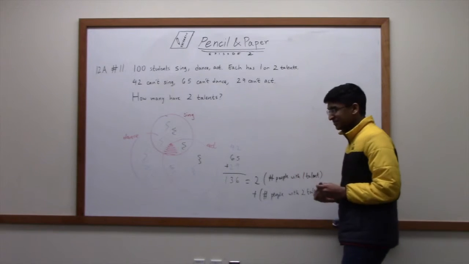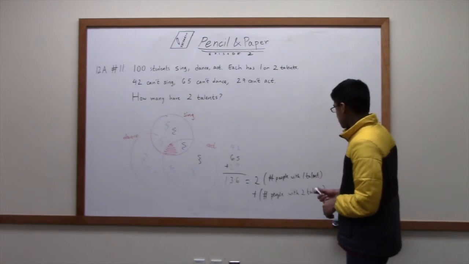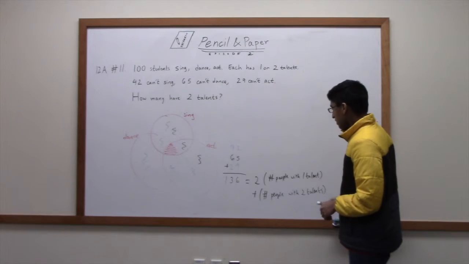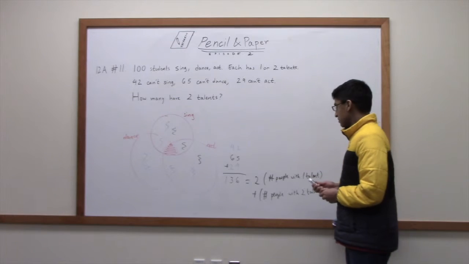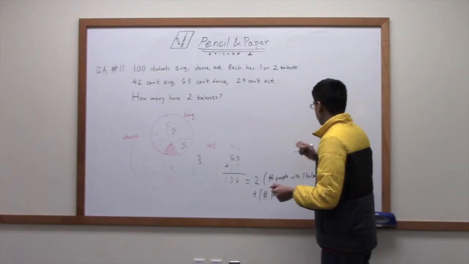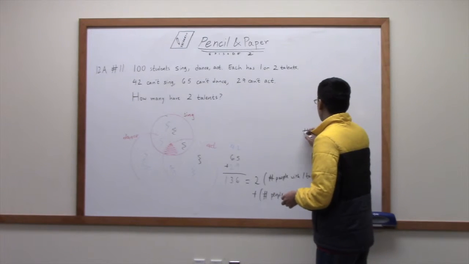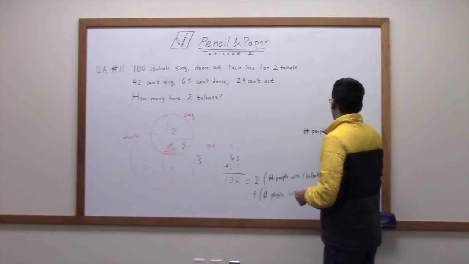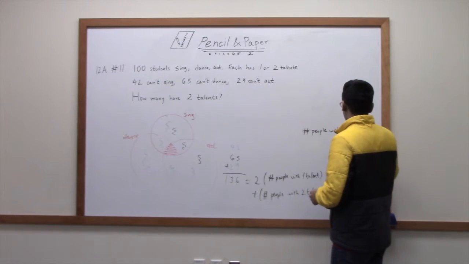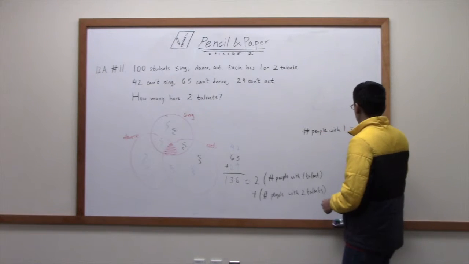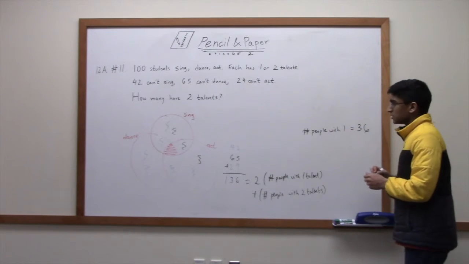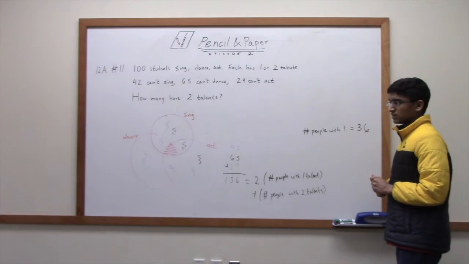Right? And what else do we know? Well, we also know that the number of people with 1 talent plus the number of people with 2 talents is just 100, because that's everybody. So if we subtract them, we get that the number of people with 1 talent is equal to 136 minus 100, which is 36. So the answer is how many have 2 talents, which is 64. Yeah.